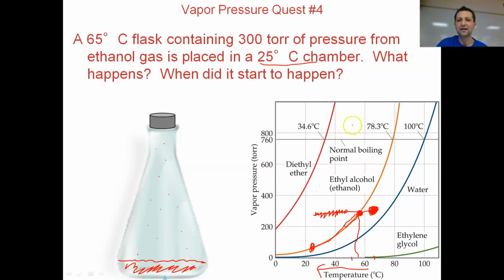So again, these curves tell us what the saturation point is basically. That's the maximum vapor pressure at a specific temperature these substances can have. Any extra substance you have in there will be in the liquid state, which doesn't really add to that pressure.